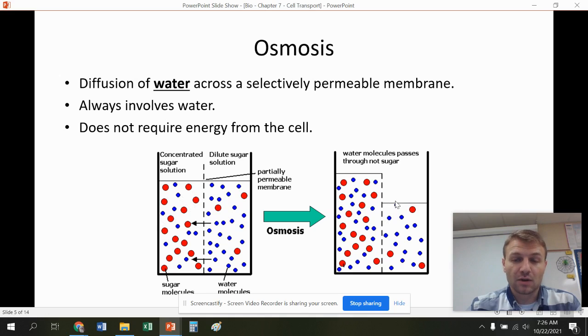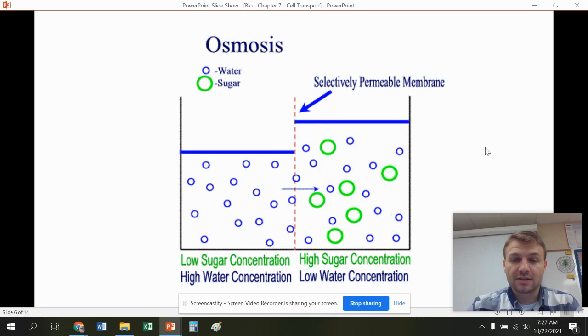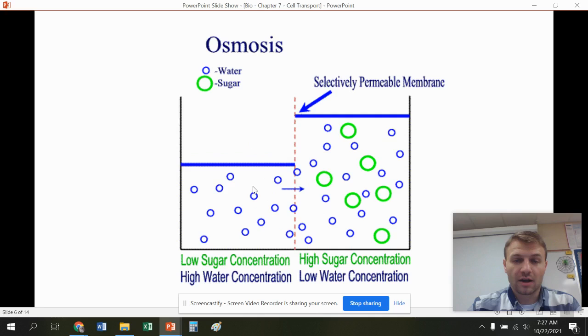You can see after osmosis takes place, water levels on this right-hand side are going to drop, and water levels on this left-hand side are going to rise, because water is moving from the right side to the left side. This is called osmosis. Let me give you another example here. We have a much higher concentration of water on this side than this side. So what's going to happen is we have this selectively permeable membrane. Water is going to move from the left to the right. So after a while, you're going to see the water rise on this end and the water lower on this end.